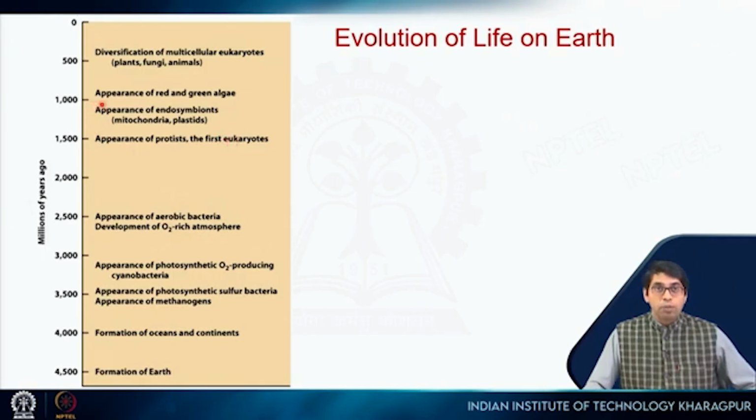1 billion years ago, something very interesting happens, which is called endosymbiosis, right? I will discuss this in more detail in the next lecture. This is where these organelles, mitochondria and plastids, appear, right? And then the appearance of red and green algae, 500 million years ago multicellular organisms appear, and then they start diversifying, right? And then we are here. So this is the present. So let's look at this step.